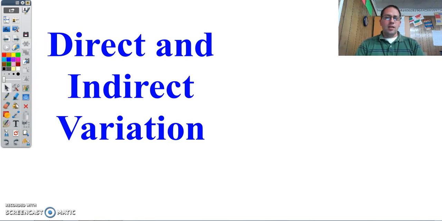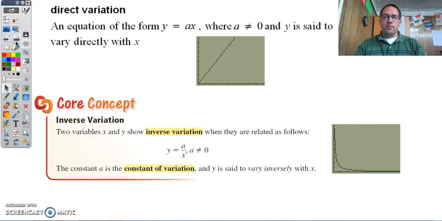Hello class, today what we are going to talk about is direct and indirect variation. Alright, direct variation you should have talked about before, inverse may be completely new. Direct variation is where x and y vary directly. And it will be written in the form y equals a times x, where a is not 0. Because if a is 0, then it doesn't matter what x is, everything is 0.